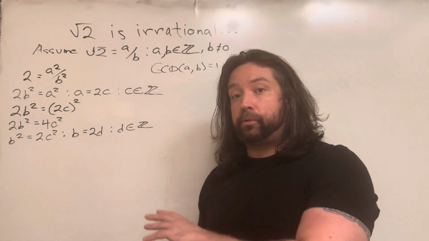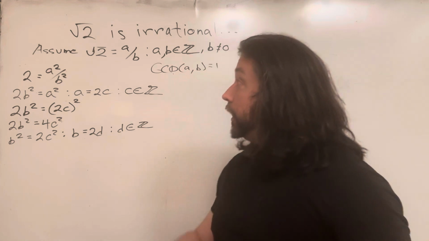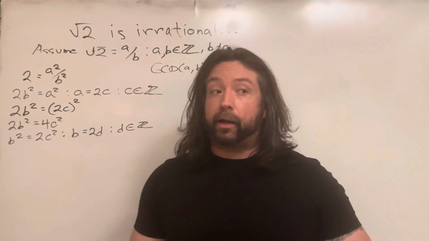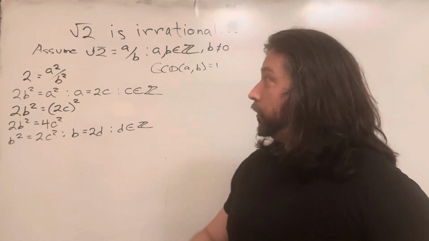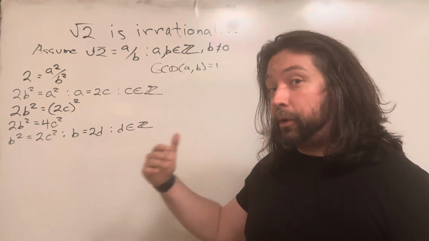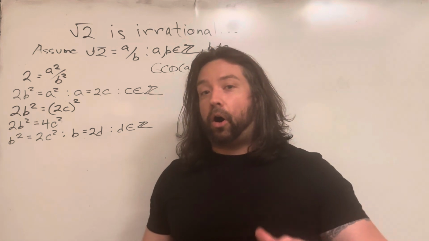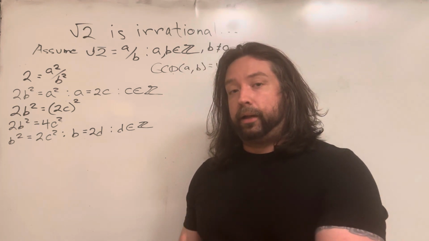And so this is the proof of irrationality, not only of the square root of 2, but of any integer which is not a perfect square. So something like square root of 3, square root of 5, square root of 7, all of those will also be irrational numbers.